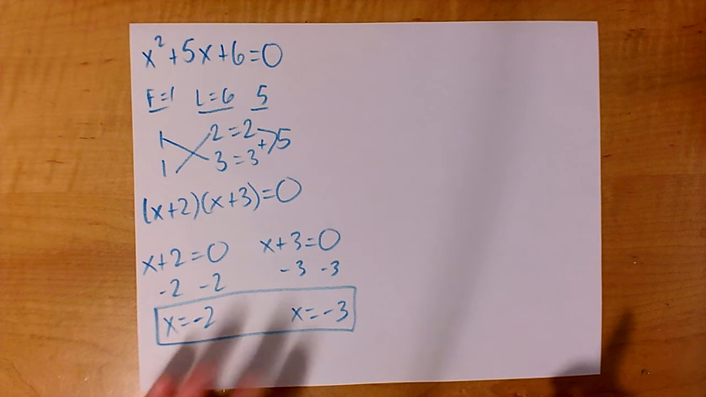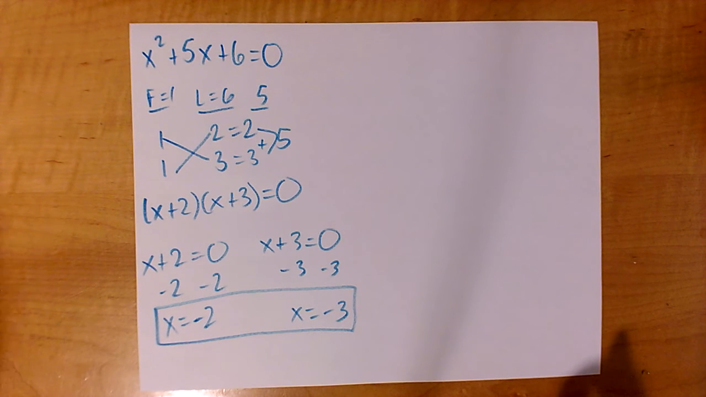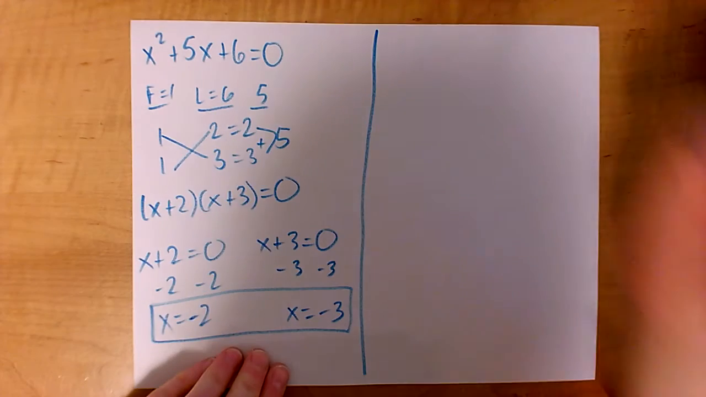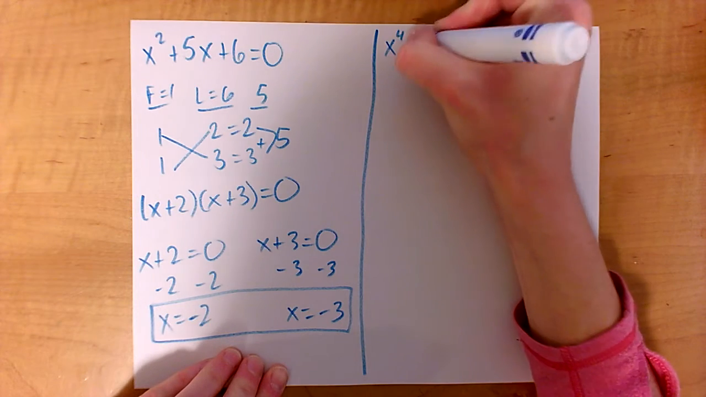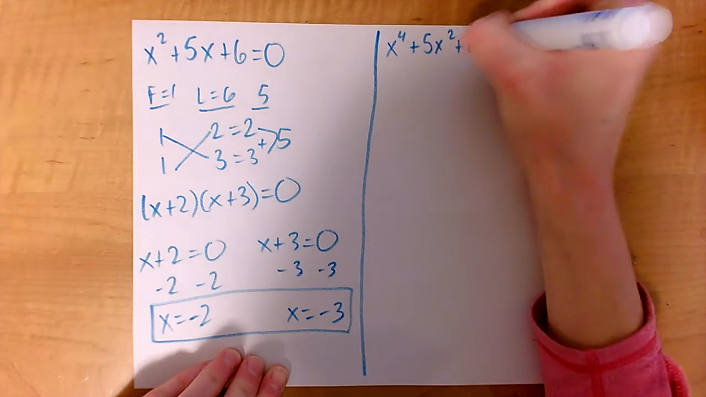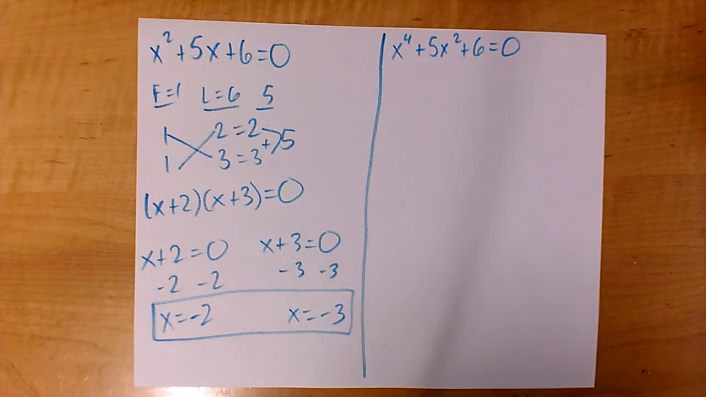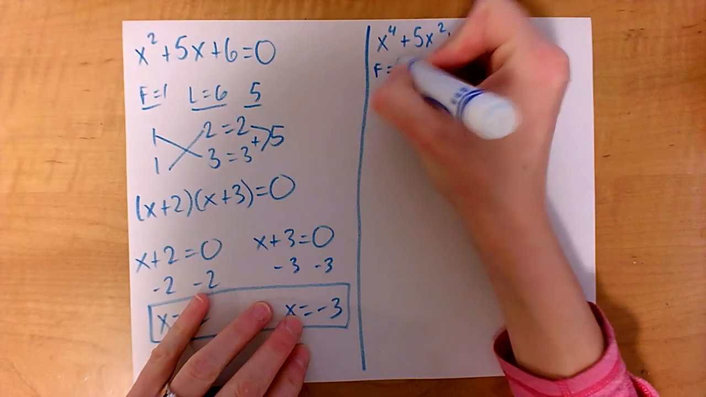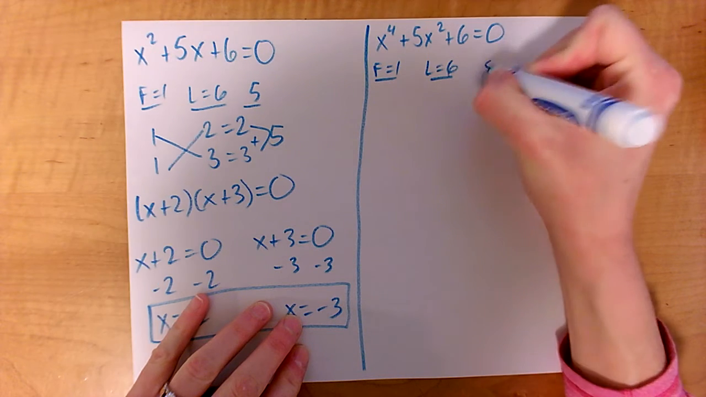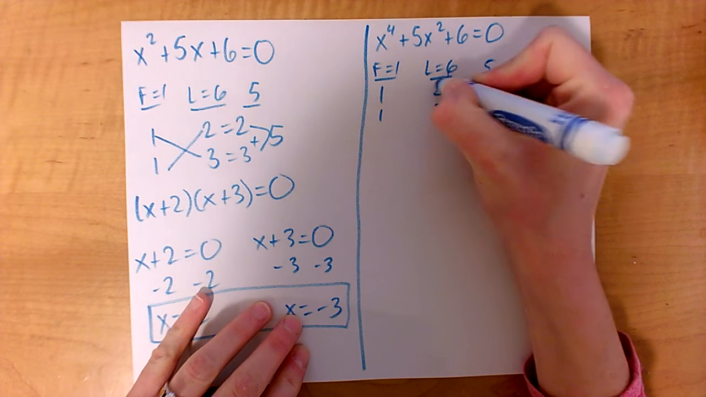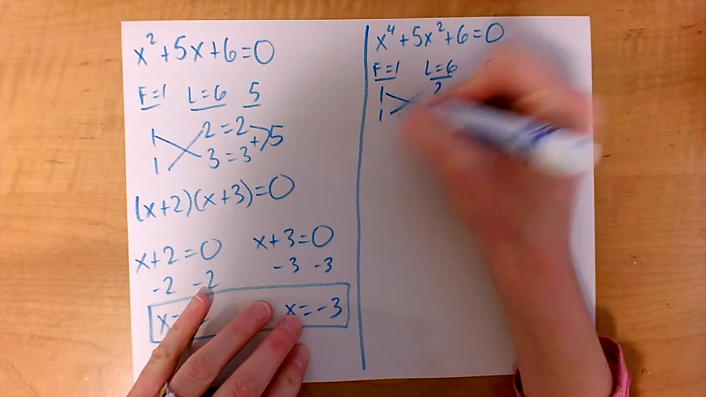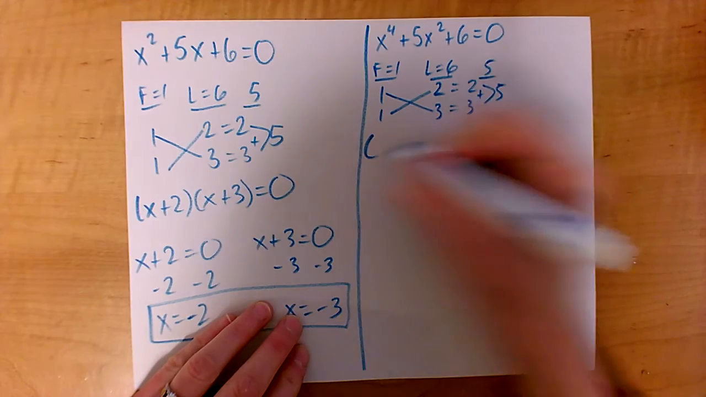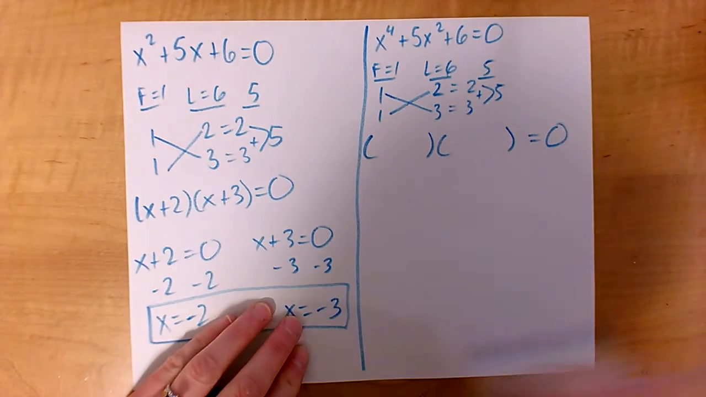We went over this at the end of Chapter 5, and then we did it again here in the beginning of Chapter 8. So let's say we take a similar problem, but it's a quadratic in form. Maybe we have something like x to the 4th plus 5x squared plus 6 is 0. How would we go ahead and solve this? Well, we would start the same way. We could go ahead and factor this with first and last, and we would get the same pairs of numbers. We would have our two sets of parentheses, and the whole thing would be set equal to 0.